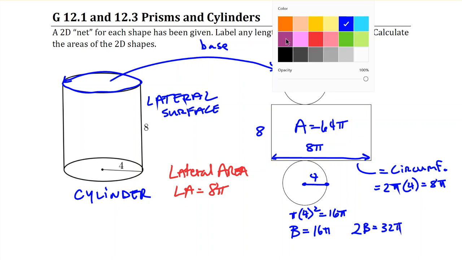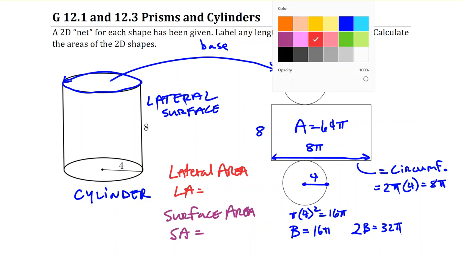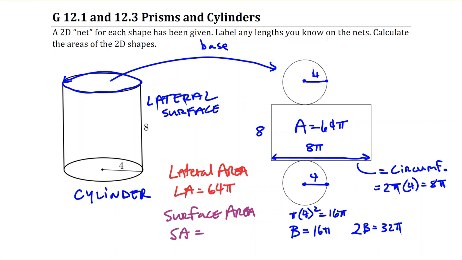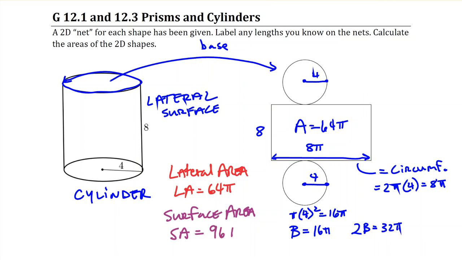And so we're also going to refer to then the surface area of this figure, which is its lateral area and its bases put together, everything. The textbook calls this total area. Some other textbooks will as well. I'll typically refer to it as surface area. Surface area is equal to our 64 pi. We wrote our lateral area wrong earlier. It's not 8 pi, it is 64 pi as calculated for the rectangle. And our surface area is going to be that 64 pi plus the 32 pi, or 96 pi.